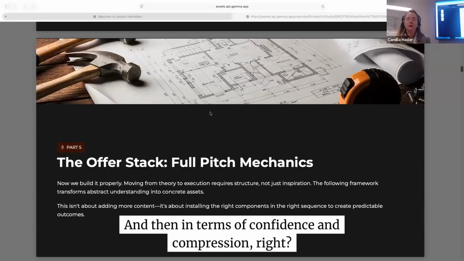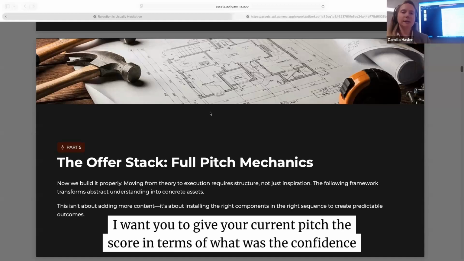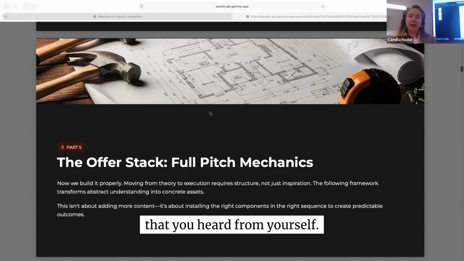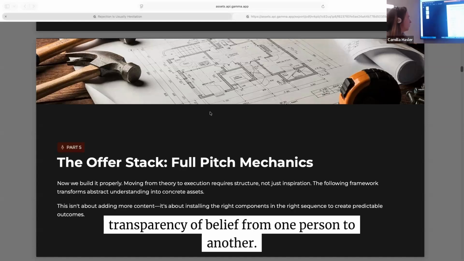And then in terms of confidence and compression, we want to deliver and articulate with confidence. So I want you to give your current pitch a score in terms of the confidence that you heard from yourself in that pitch. Because ultimately, sales is partly the transference of belief from one person to another.